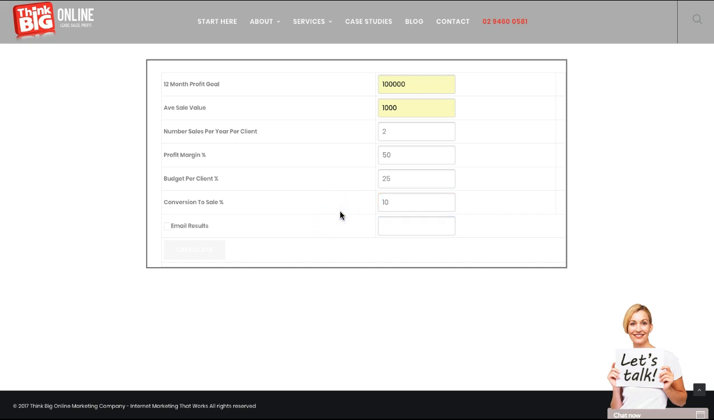You're much better to be conservative with these numbers than you are to be more aggressive, because it's going to make it harder for you to actually achieve your goals if you make these numbers too aggressive. Now, what we've done here is we've built in a thing where you can tick email results. You can put in your email address, and then we'll send you the details of this as well, so that you can keep a record of it.